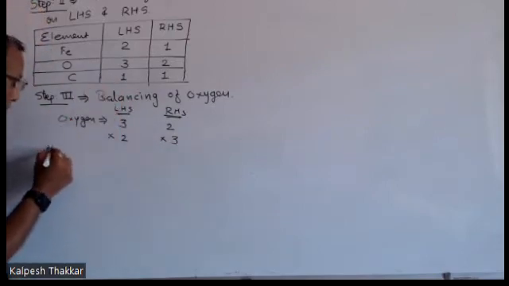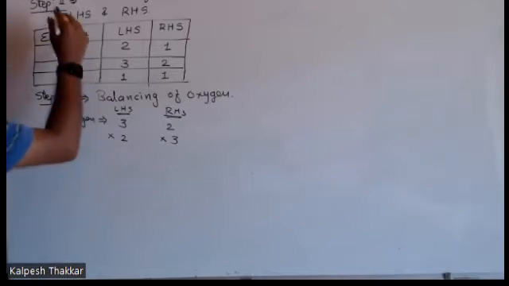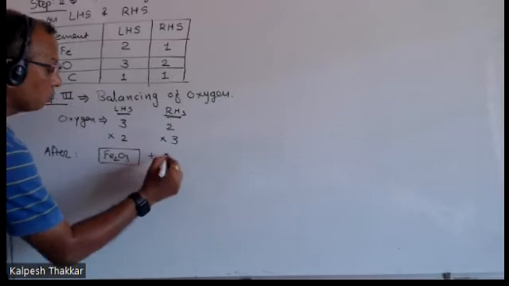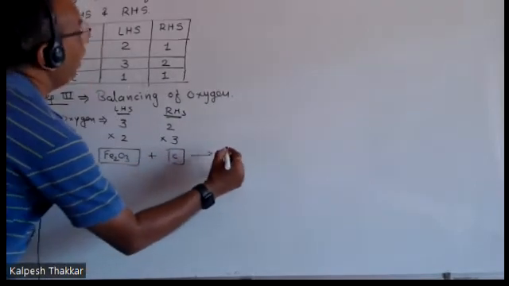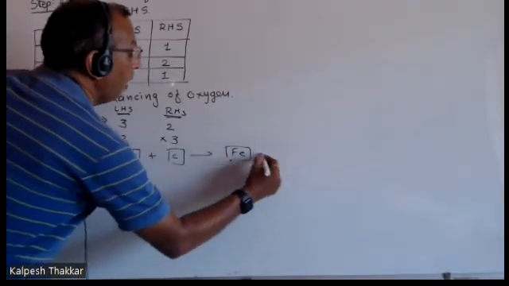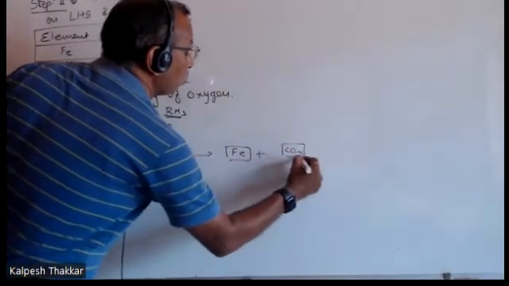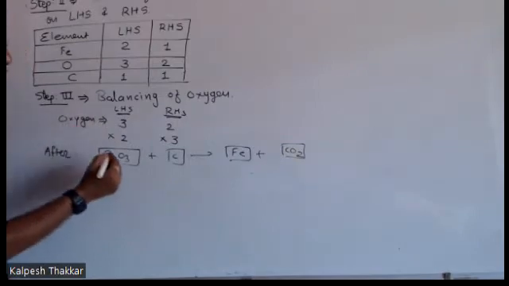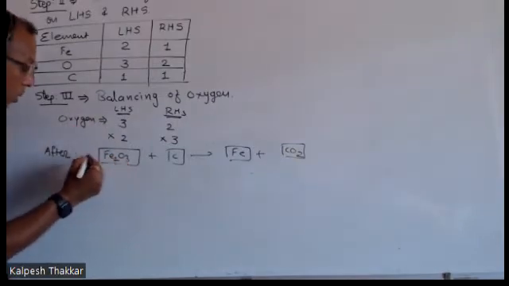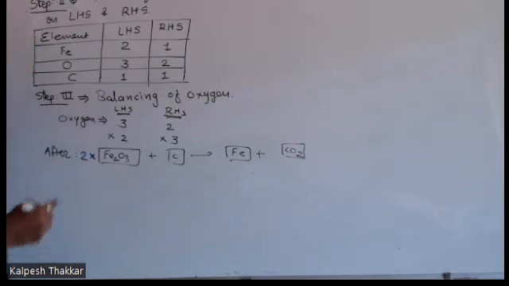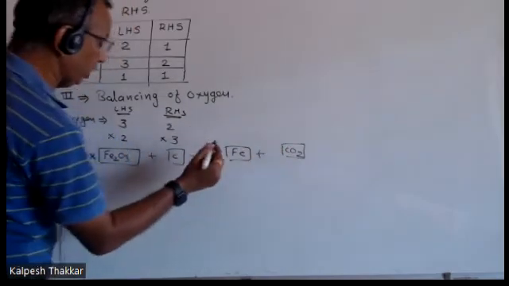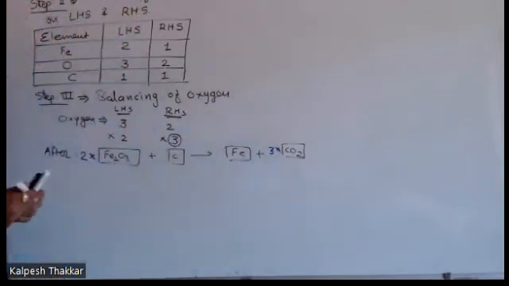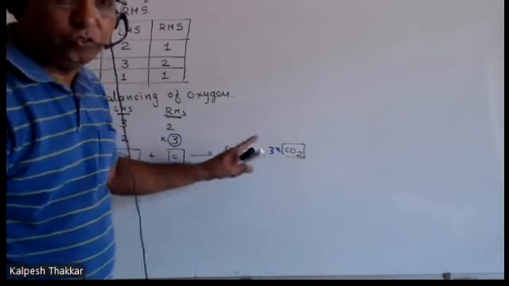So after balancing, I have to write this is Fe2O3 plus carbon, and then Fe, and then carbon dioxide, CO2. Now what to do? Look here. The left hand side is to be multiplied by 2. So the oxygen containing compound is to be multiplied by 2, and the other oxygen containing compound is to be multiplied by 3. This is the one change we have done.